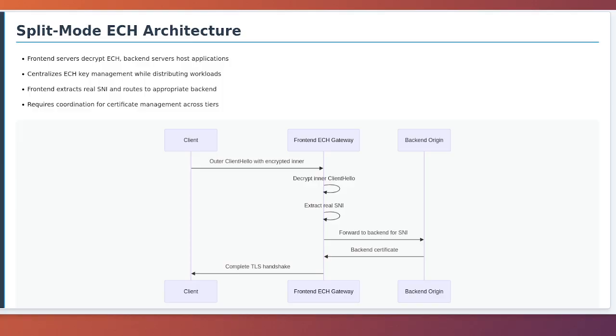One implementation approach uses TLS proxying, where the front-end server completes one TLS handshake with the client and then establishes a separate TLS connection to the back-end. Alternatively, the front-end can use TLS session resumption or early data mechanisms to efficiently forward the decrypted handshake information to back-ends. The choice depends on performance requirements, complexity tolerance, and security boundaries within the infrastructure.